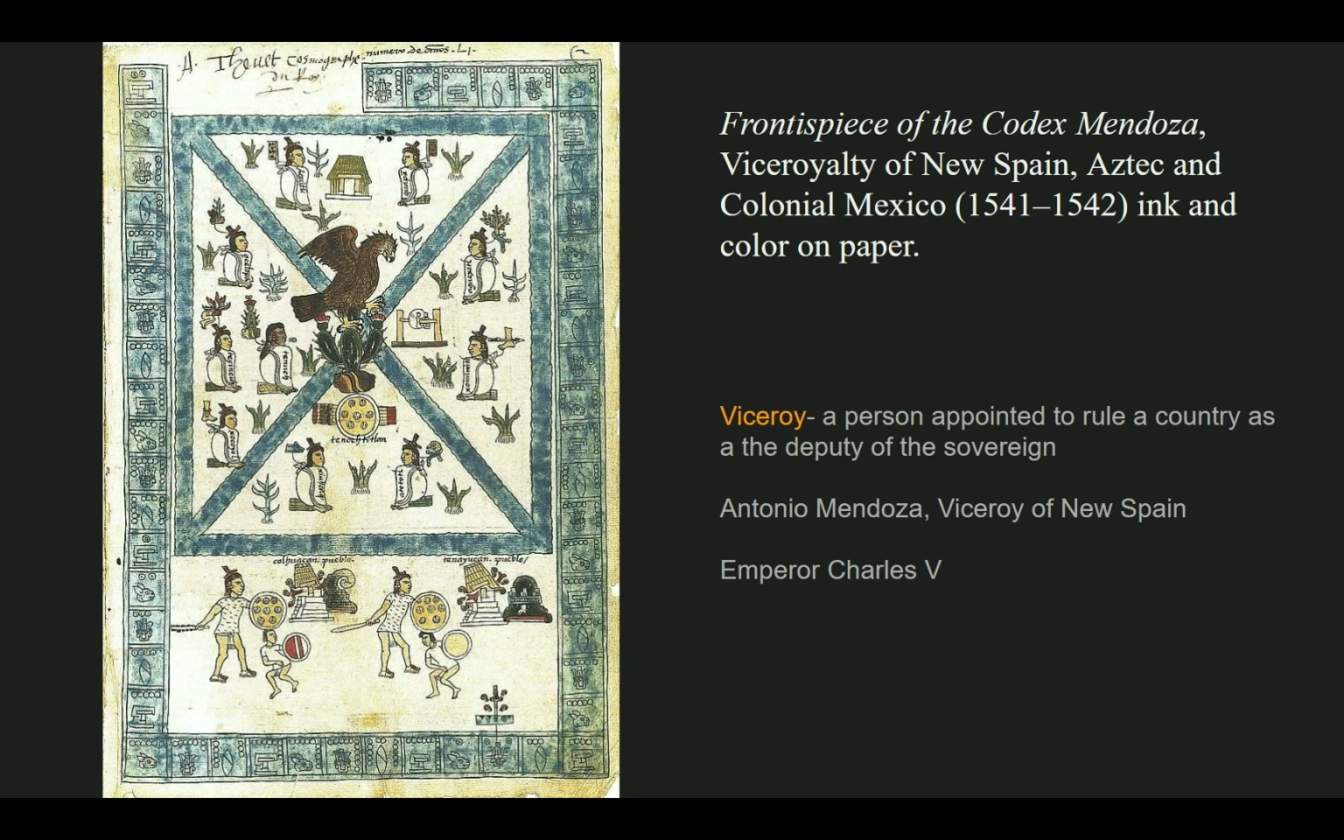They've established their rule. And so we have this concept of the viceroy. This is a person who's appointed to rule a country as the deputy of the sovereign. In this case, in modern-day Mexico, we're looking at Antonio Mendoza, and he was established as the viceroy of this region under Emperor Charles V of Spain. And he commissions this artwork, the frontispiece of the Codex Mendoza. So technically it's a colonial Mexico piece, but it was made by Aztec artists.